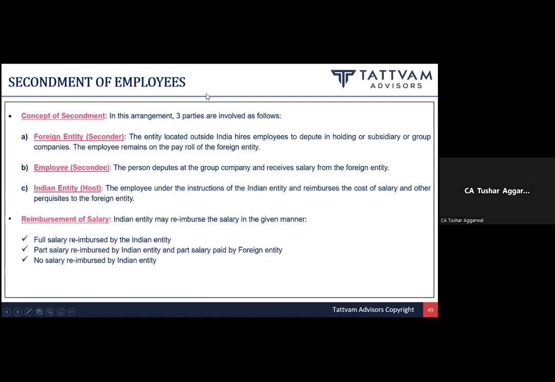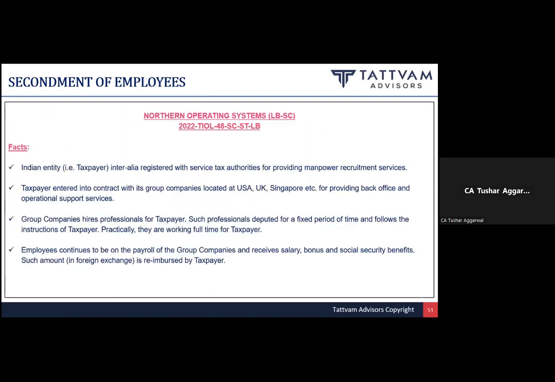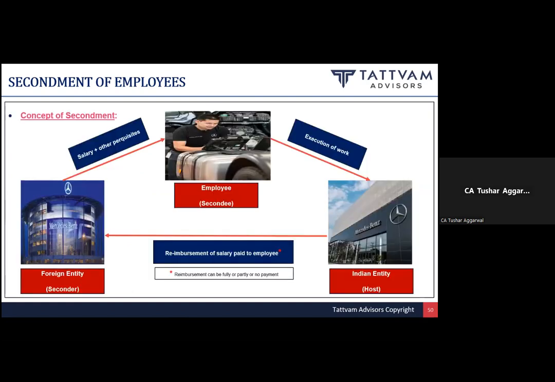Another important issue being raised all over India is on secondment of employees pursuant to the Northern Operating System judgment by the Supreme Court. So facts are very simple. A foreign entity has sent employees on secondment basis to the Indian entity. The employee is taking salary from the foreign company, that is the foreign entity. He is the employee of the foreign entity, but has been seconded in India for a certain period of time. The Indian entity is reimbursing the amount to the foreign counterpart, reimbursement of the salary and other expenditure.